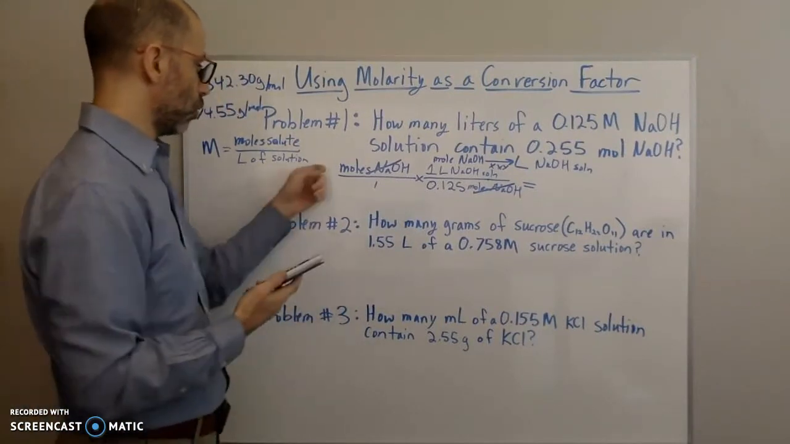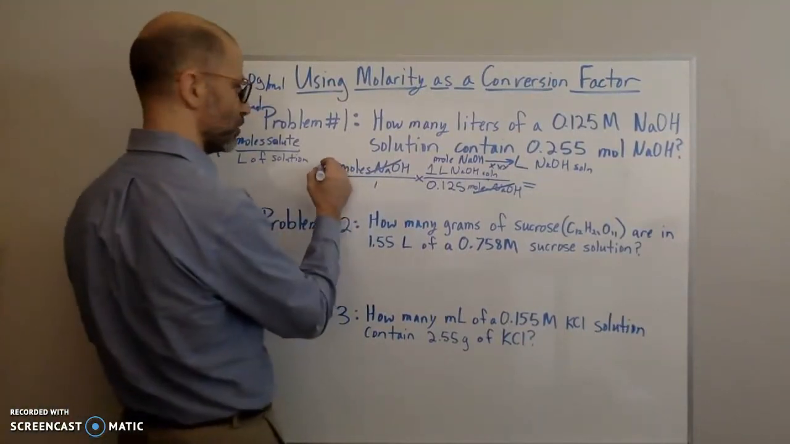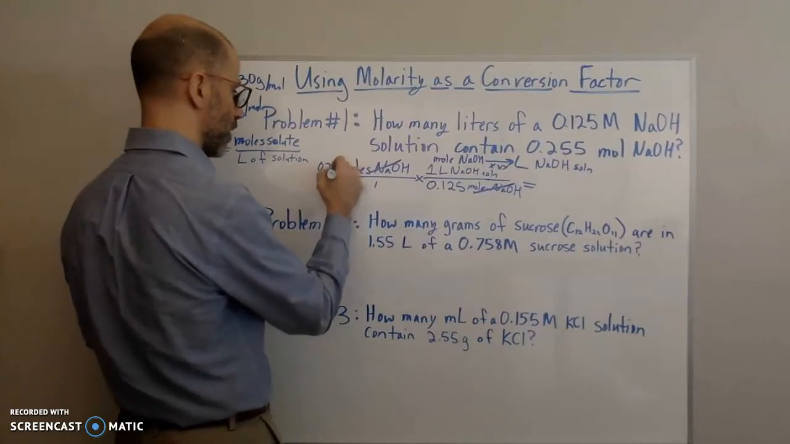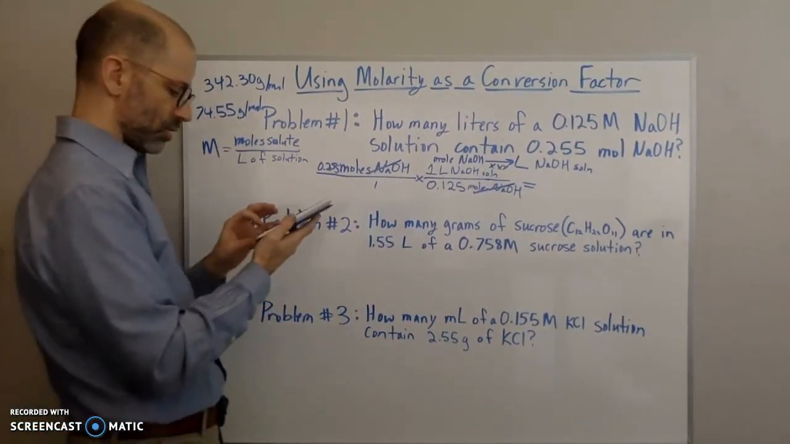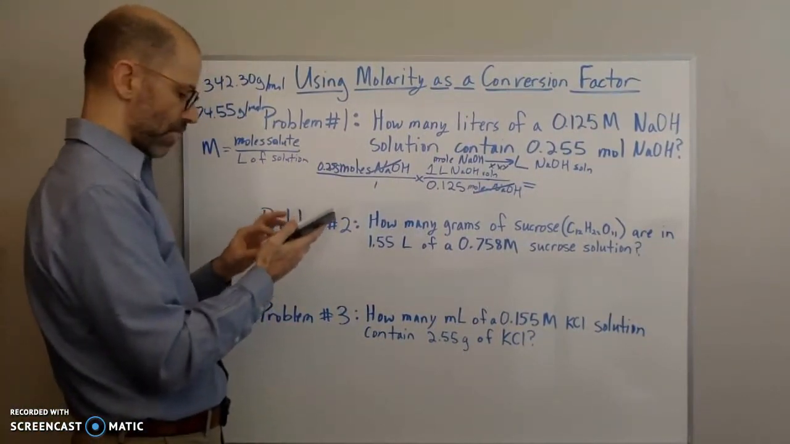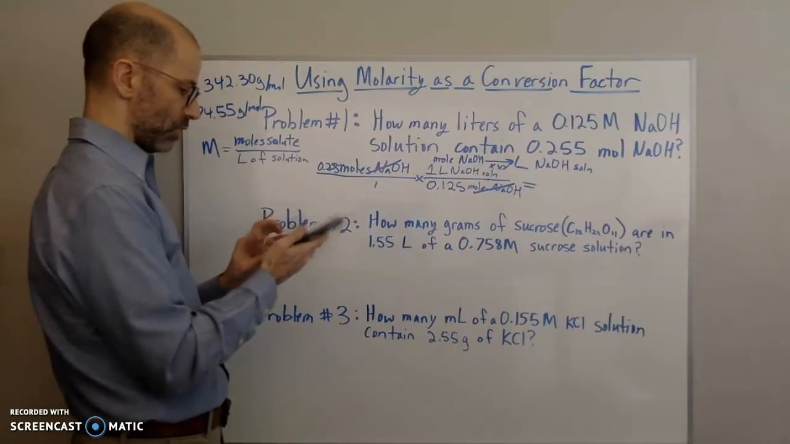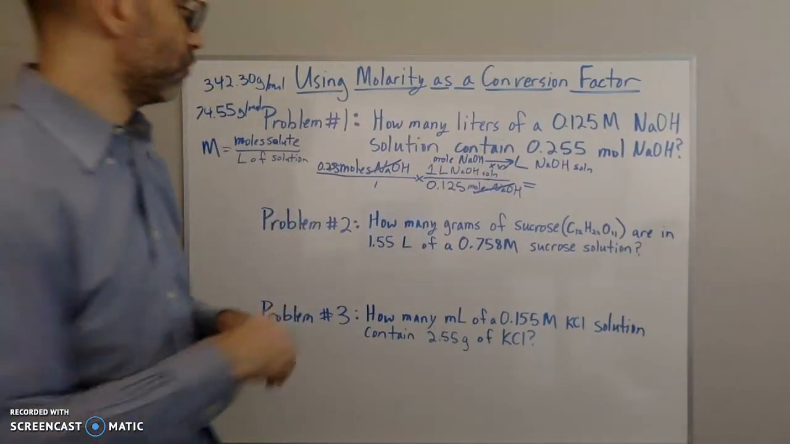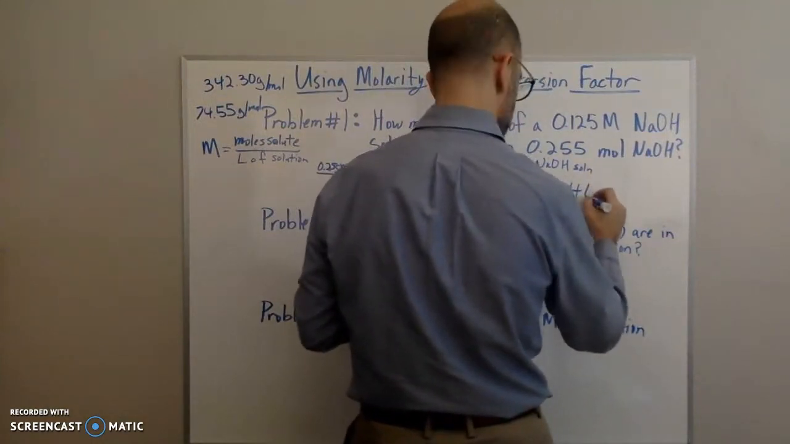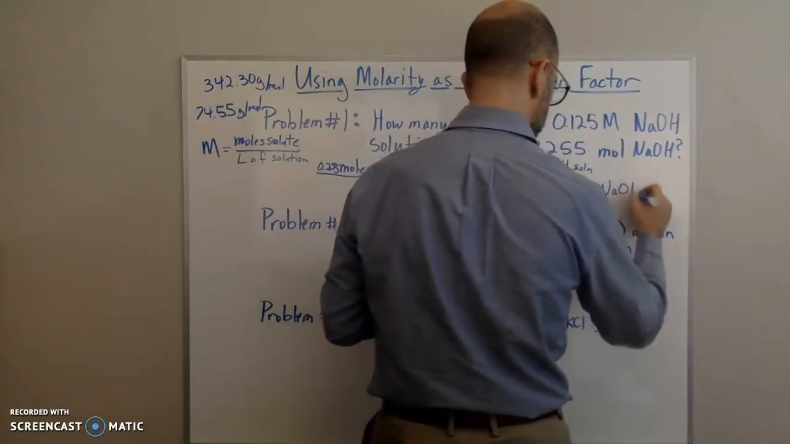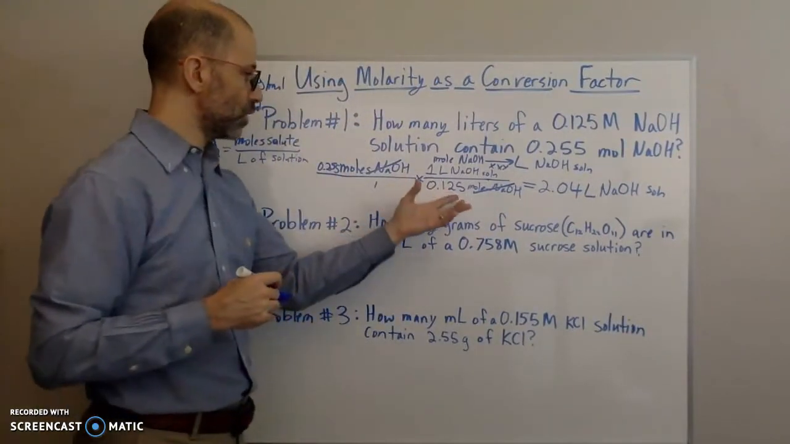So the number of moles, I forgot to write down the number of moles. So I have 0.255 moles. So I'm going to take 0.255 divided by 0.125 equals, and I get 2.04 liters of NaOH solution.